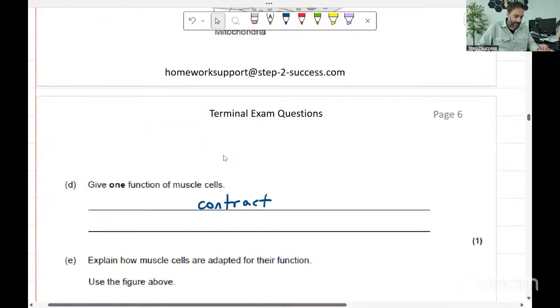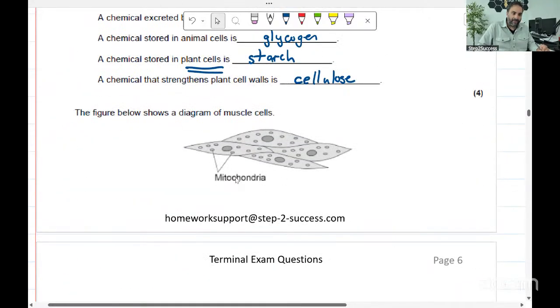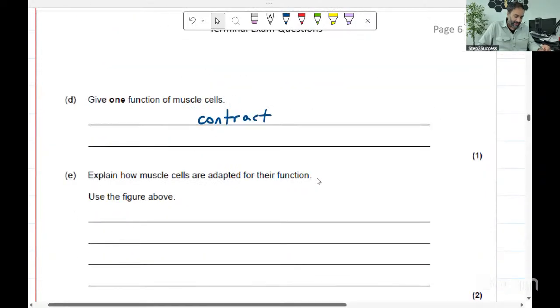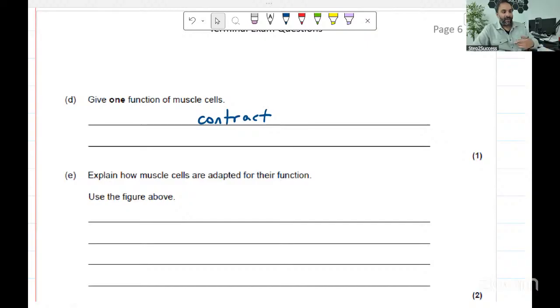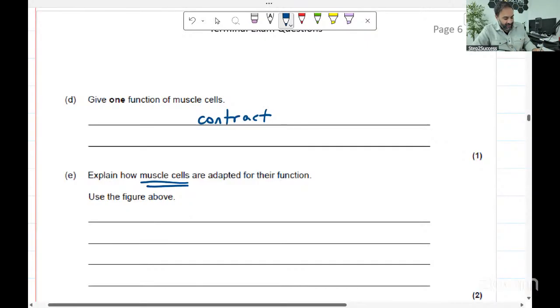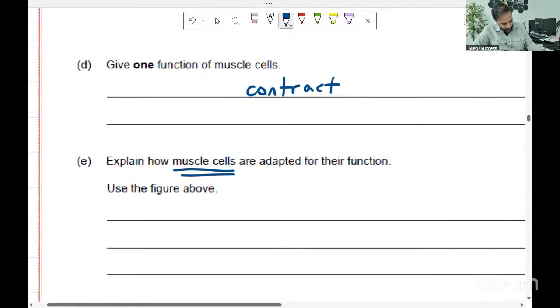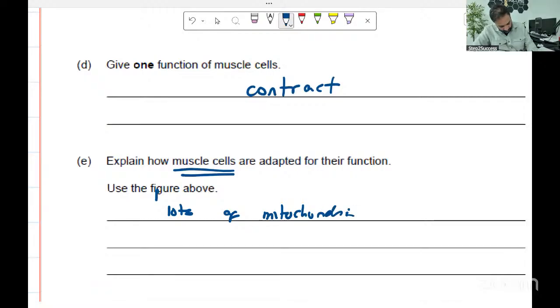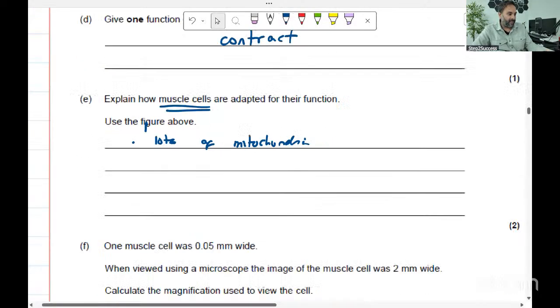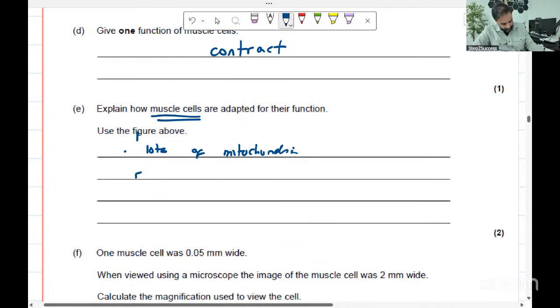How are muscle cells adapted? There is a clue in this question, which is that all of the mitochondria are labeled. Hopefully, you know what mitochondria are responsible for. Mitochondria help to release energy from respiration. So the way muscle cells are adapted for their function is that they've got lots of mitochondria, as we can see here, which help it to release lots of energy.